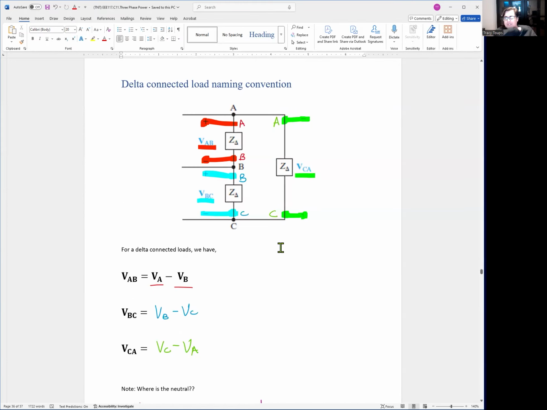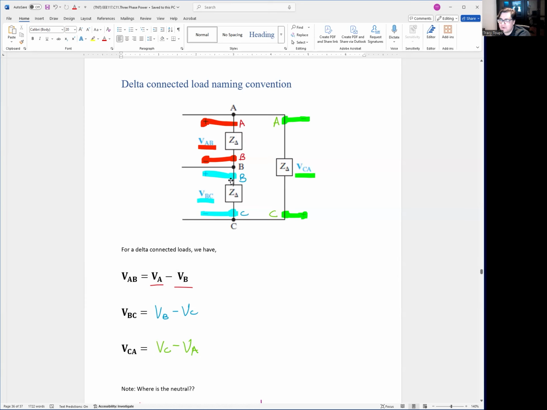The next type is we have delta connected loads. And notice the voltages here are different, mainly because there's no neutral. So we can't say VAN in a delta connected load. If you look at Z delta here, the positive terminal is on the A phase voltage, and the negative terminal is on the B phase voltage. So the voltage across Z delta is actually A minus B. So here we could say VAB is VA minus VB, which is a voltage across a delta load right here.